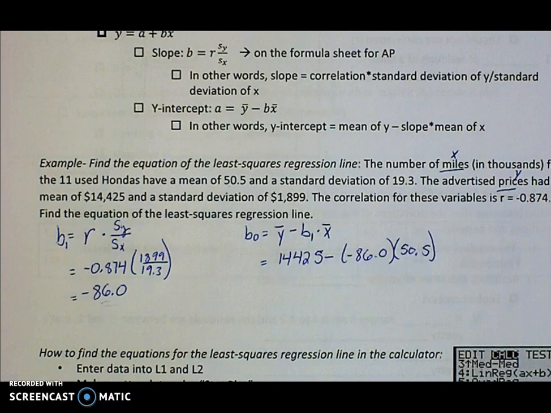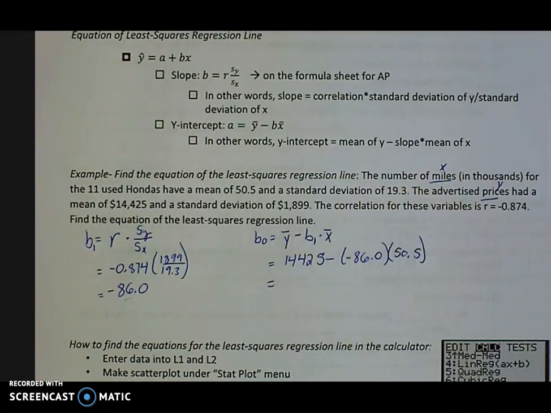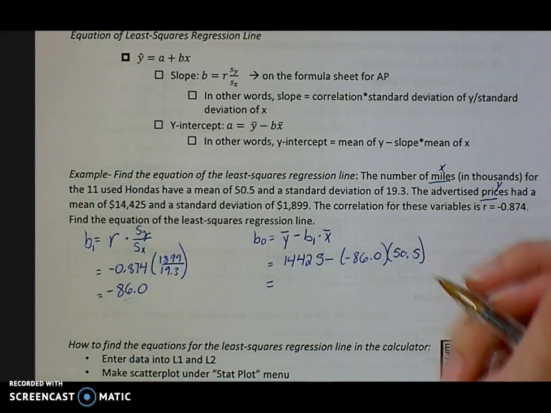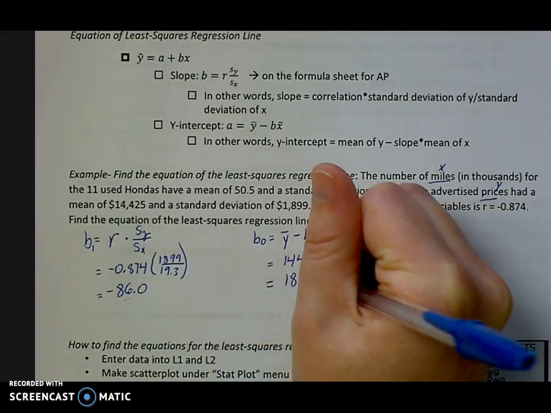Okay? So now I just plug in, see what I get. Sorry, technical difficulties. And I get a y-intercept of 18,768.